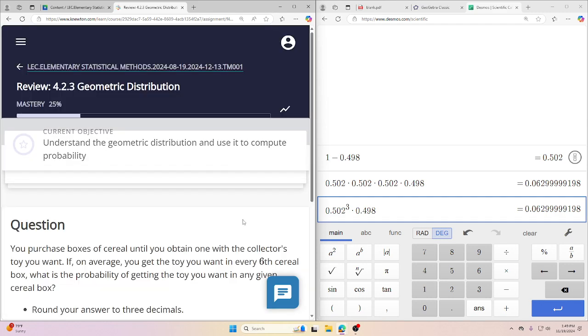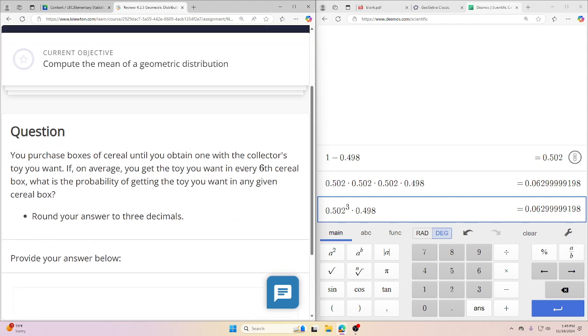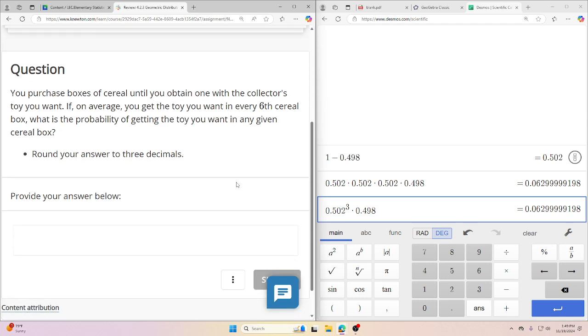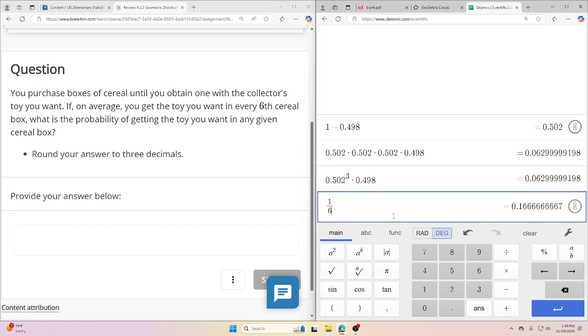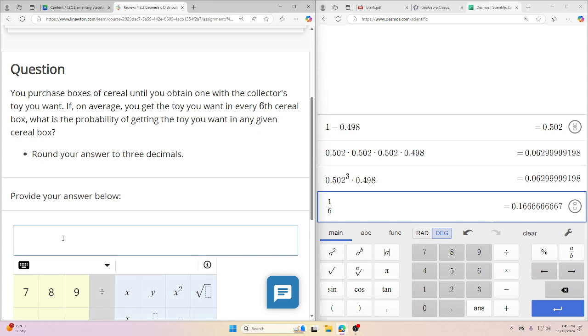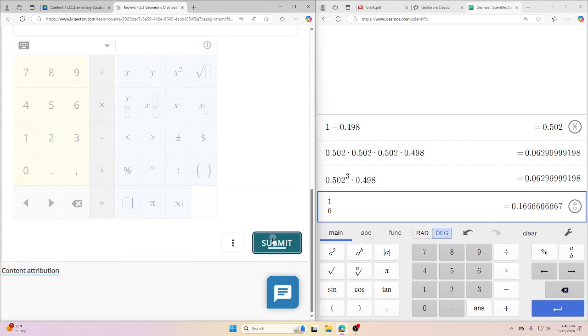Let's do another one. So, every 6th cereal box? Timeout. This one's a little different. We need formulas for this stuff, and you're copying some of these down, I guess, right? It's like strategies. When they're asking on the geometric about the average, I think all we're doing is dividing by it. So I think it's only 1 over the 6 here, and then we're done. Let me check that out. 3 decimals, round it. Okay, cool.